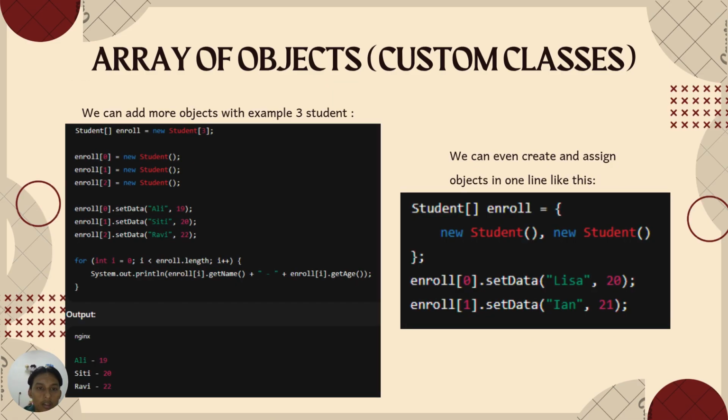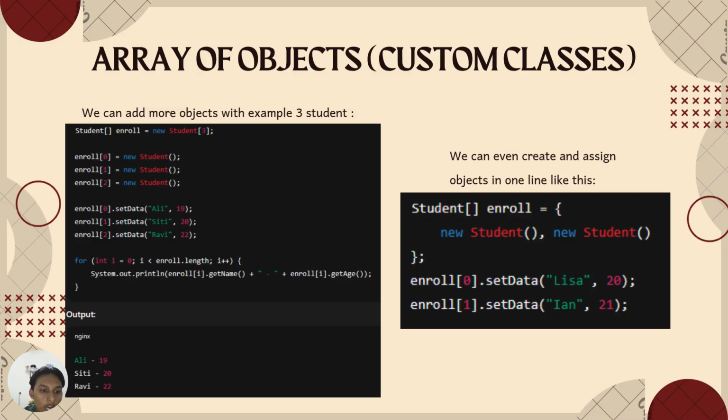Okay, and here is the last slide of me. So we can add more objects with example 3. Like this, I add more objects like enroll 0, enroll 1, and enroll 2. And then I put Ali age 19, Siti age 20, Ravi age 22. So here the code is still the same, but I just add more objects.